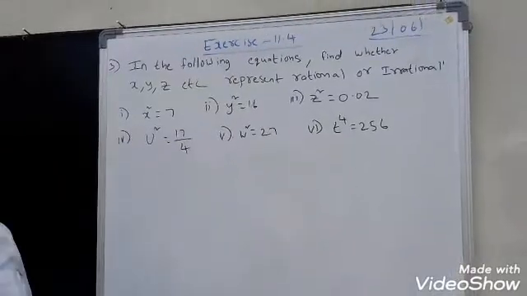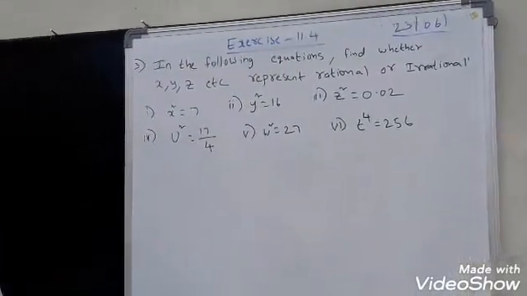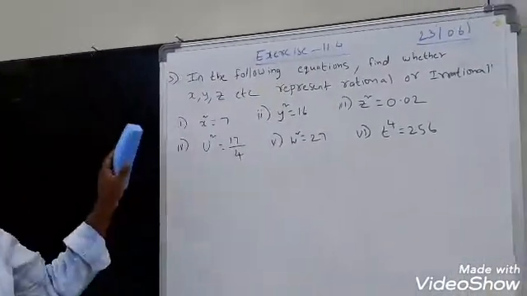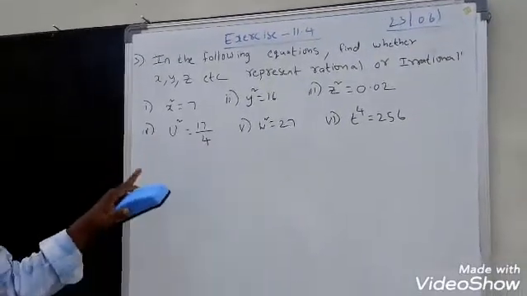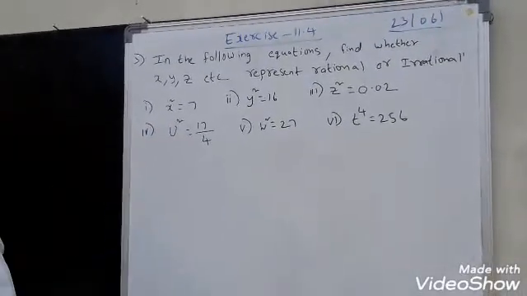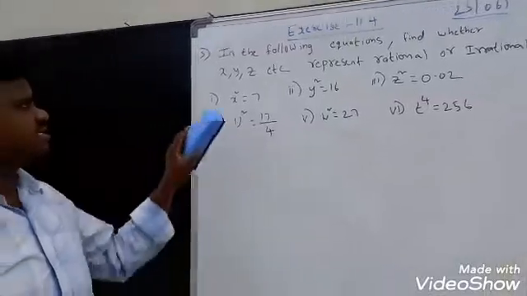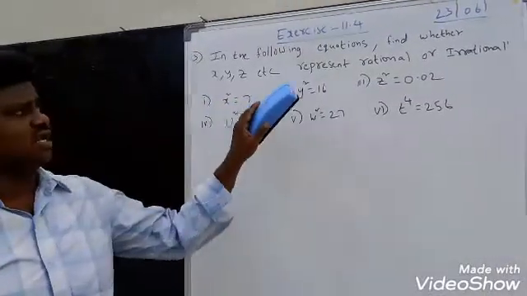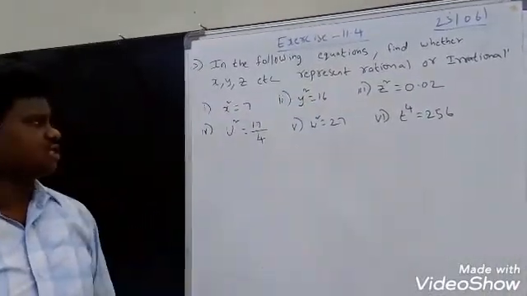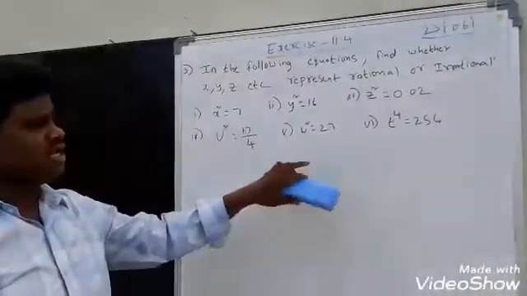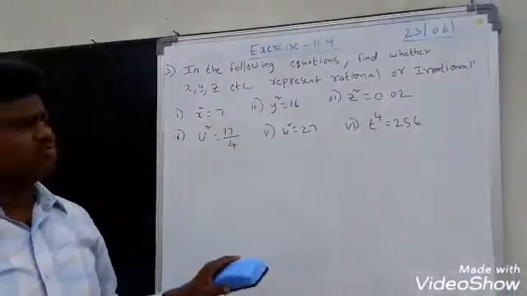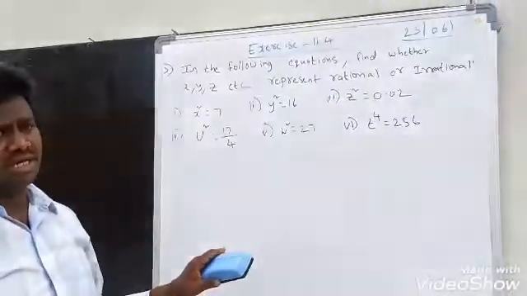Good morning, children. Today I want to explain the third problem from exercise 11.4. What is the third problem? In the following equations, find whether x, y, z, etc. represent rational or irrational numbers. Already I told you what a rational number is: any number in the form of p by q is called a rational number.